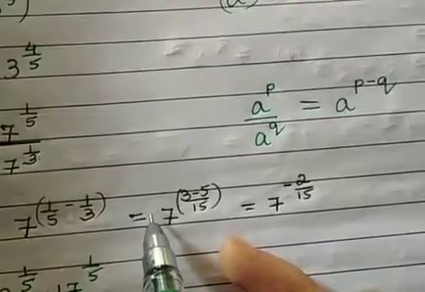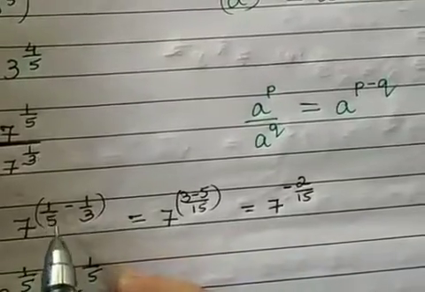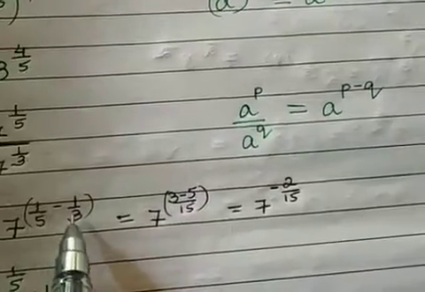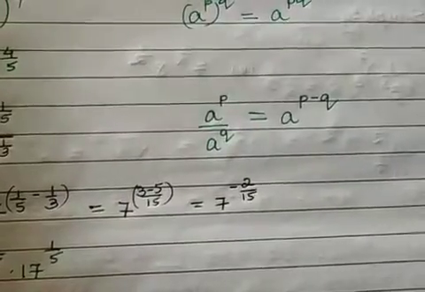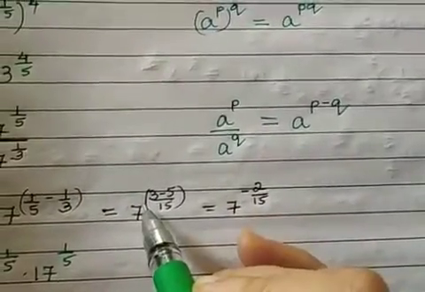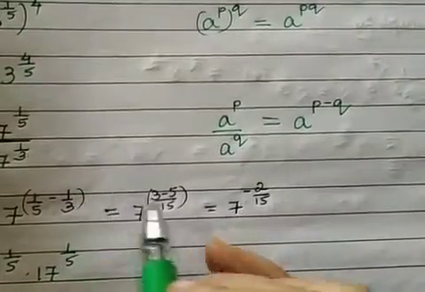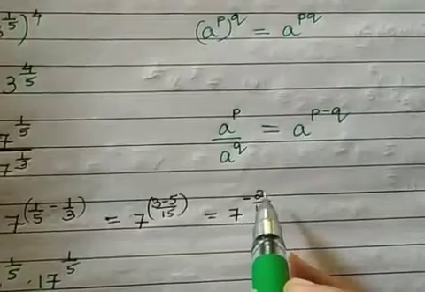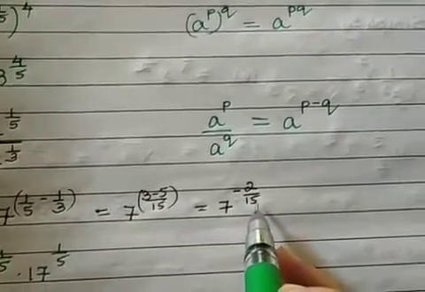And this is equal to, you know, here the denominators are not same. So you have to take LCM or cross multiply. So you get this equal to 3 minus 5 upon 15. And this is 7 raised to minus 2 upon 15.